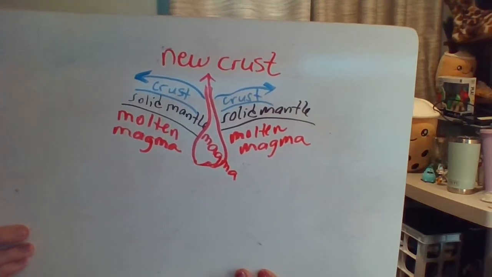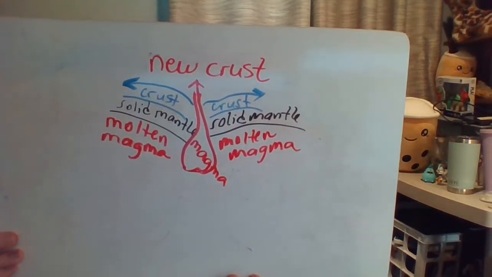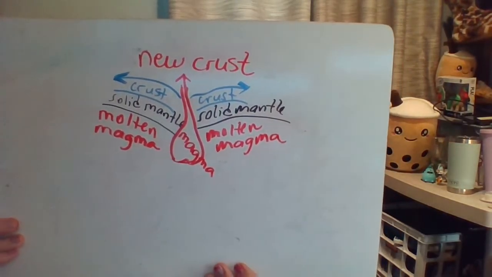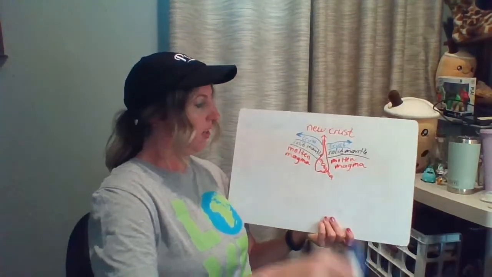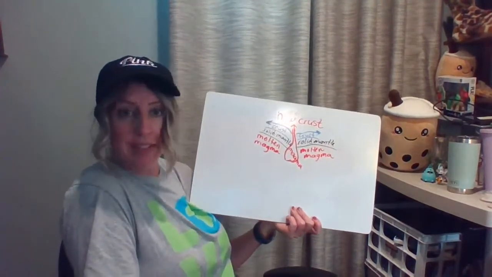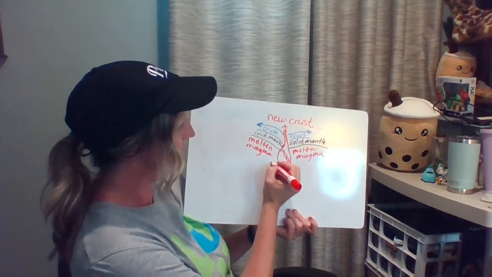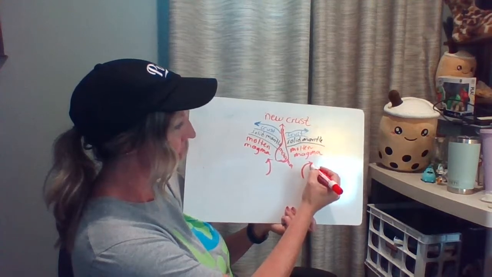Next, we need to drive the plates apart using convection currents. So now the arrows should be moving away from each other. Okay, so we're going to draw the currents moving away. Oops, let me get my red. So it's heating up. The rock's heating up. It goes up. And again, they're moving away from each other.